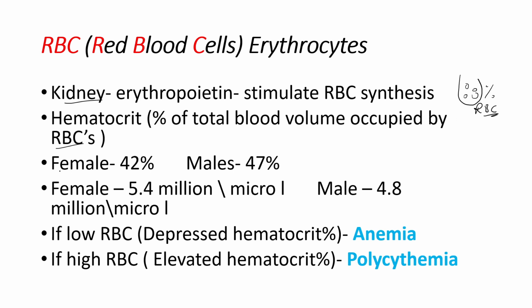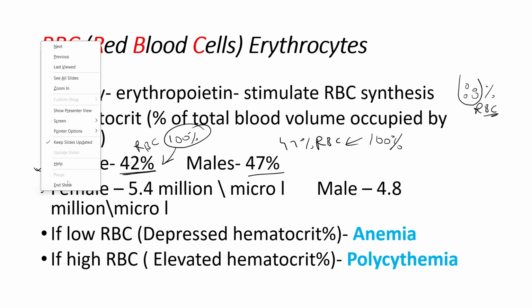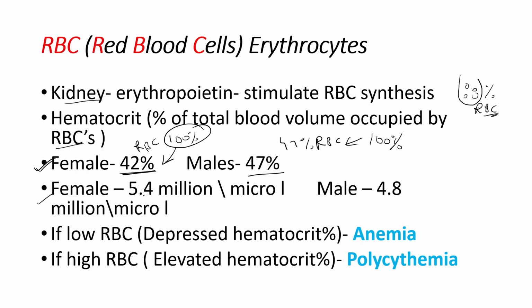In the case of females, it is seen that there is 42% of RBCs. If there is 100% blood, 42% is RBC. And in the case of males, 47%. So 47% is RBC and the rest is other things. Then the normal RBC count in females should be 5.4 billion per microliter. So this is microliter.